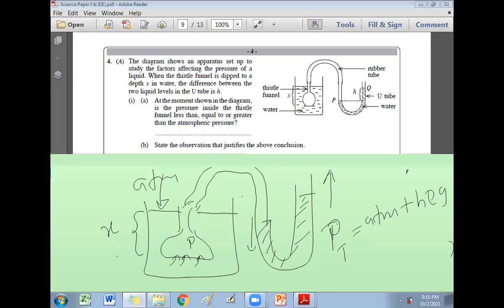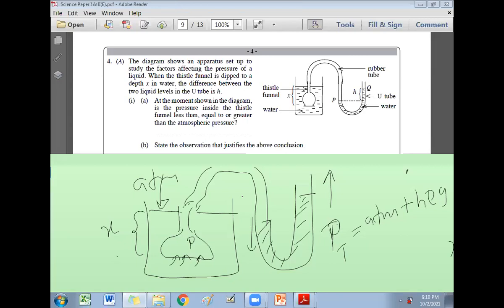What is this? State the observation. The observation is what? Increasing of the water level in the arm Q. Right. The liquid level in the arm Q of the U-tube increases above the level of P. Right.